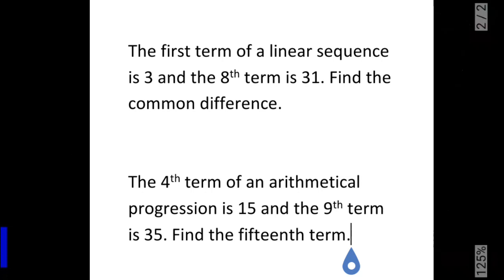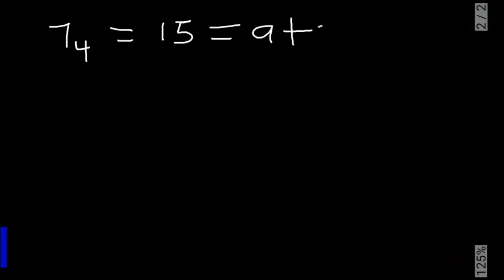Let's take it gradually. Let's put down our values. The first thing you should do is put down your values, so you will see what you have. You have the fourth term, which is 15, and don't forget that this is the same thing as a plus 3d. We have our ninth term as 35, and this is a plus 8d.